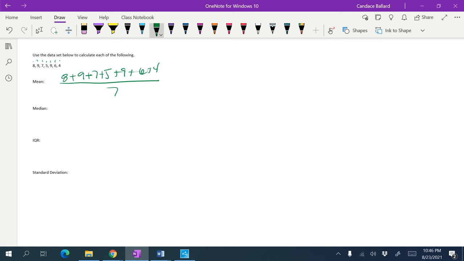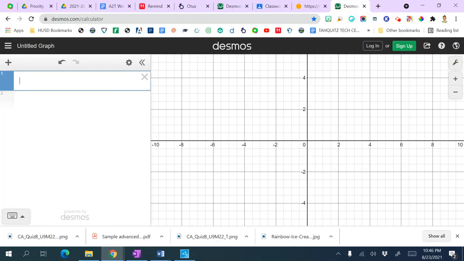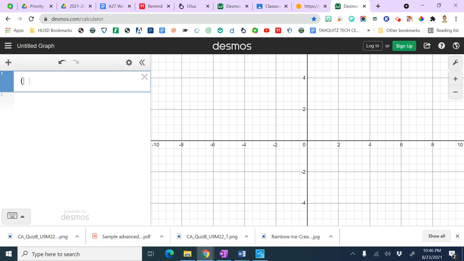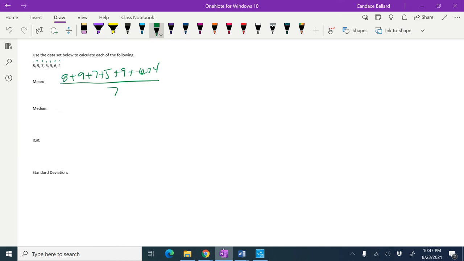So I'm going to go ahead and put that into my Desmos calculator. All right, so let's see what it looks like in Desmos here. I would probably use some parentheses to start with so I can do this calculation all at one time. That will allow me to have a numerator. So I've got 8 plus 9, that's not what I wanted, plus 9 plus 7 plus 5 plus 9 plus 6 plus 4. And then we're going to go ahead and divide that by 7. So we would get 6.857.